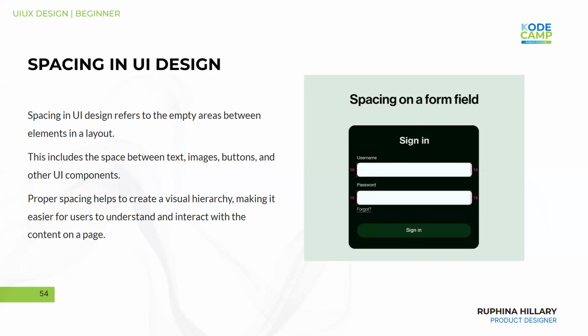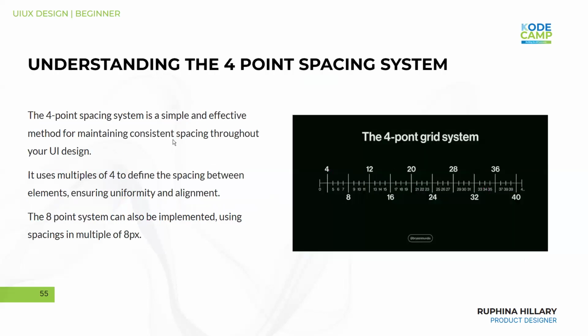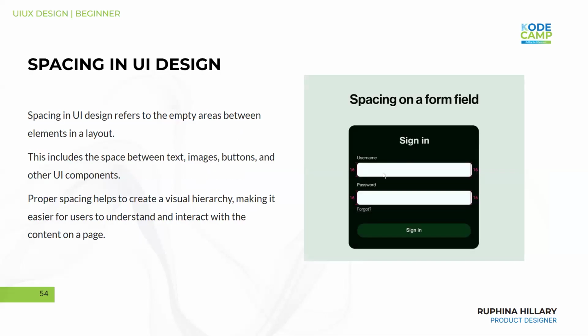So now, using space, we created a kind of hierarchy. When you look at this form field, you will know that in this input element here, I'm supposed to put in my username, and in this input element here, I'm supposed to put in my password. And how did this information come to me? It is simply via spacing. Because the closest label to this text box here is the username.